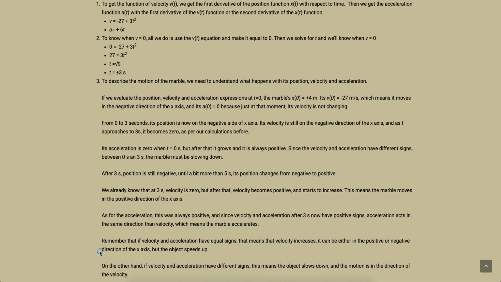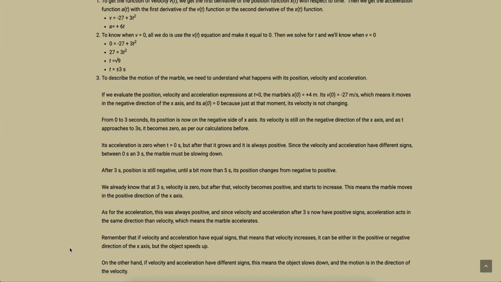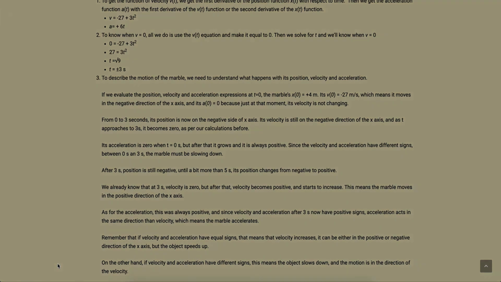Remember that if velocity and acceleration have equal signs, this means velocity increases. It can be either in the positive or negative direction of the x-axis, but the object speeds up. On the other hand, if velocity and acceleration have different signs, this means the object slows down and the motion is in the direction of the velocity. So there you go. That is all for the concept of acceleration.